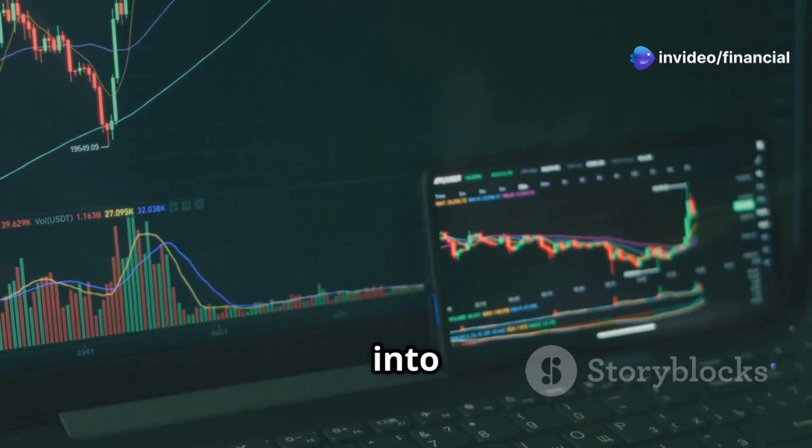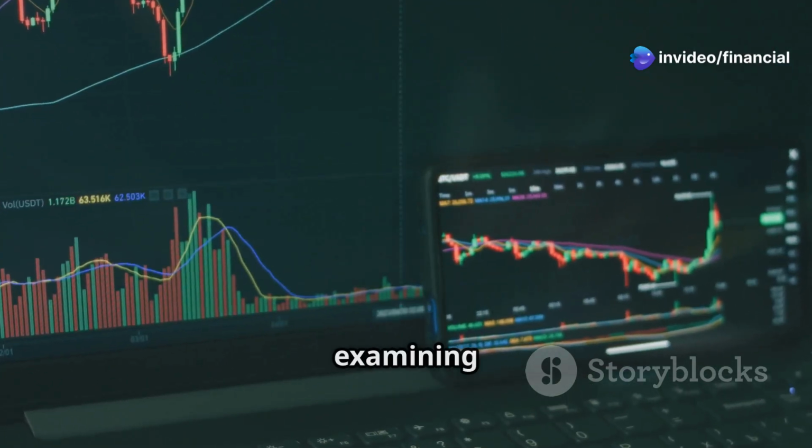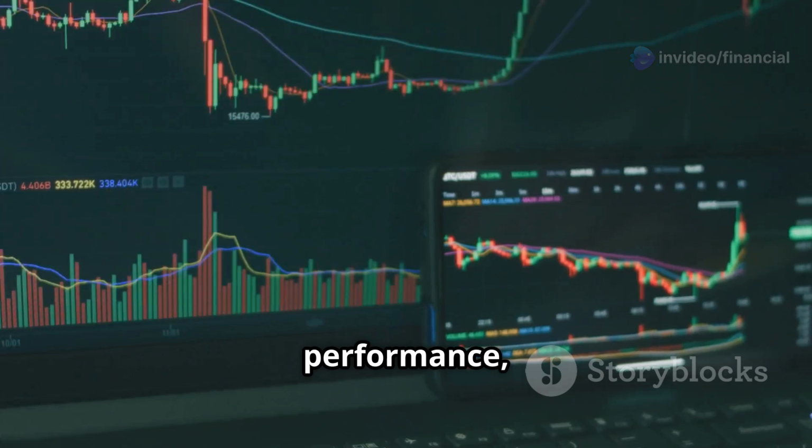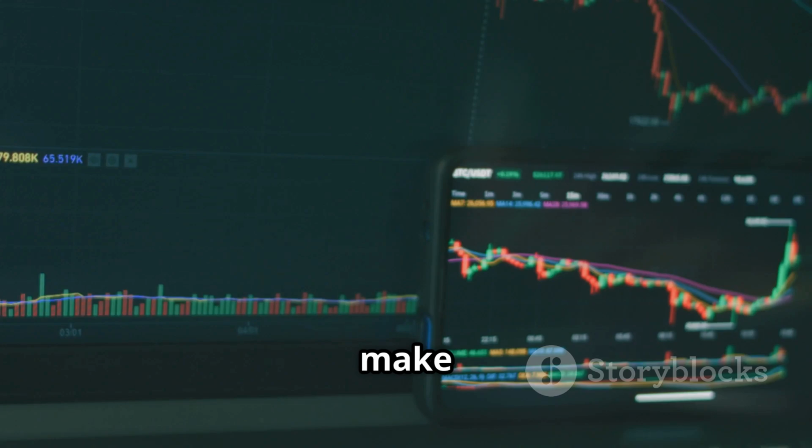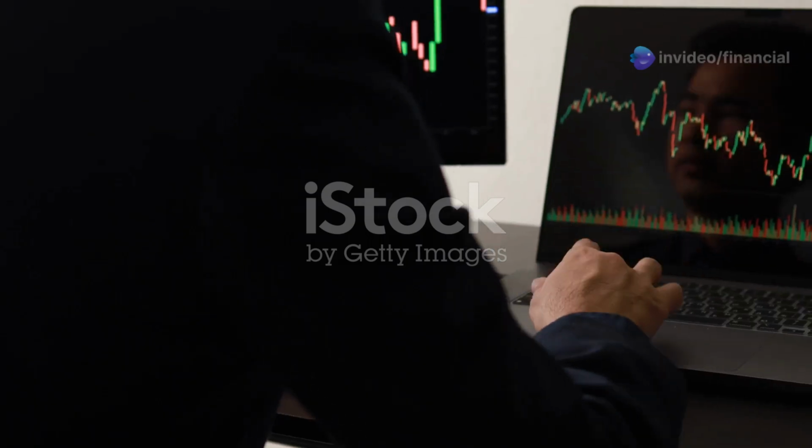This essay delves into the complexities of both strategies, examining their historical performance, psychological implications, and practical considerations to help you make informed investment decisions.